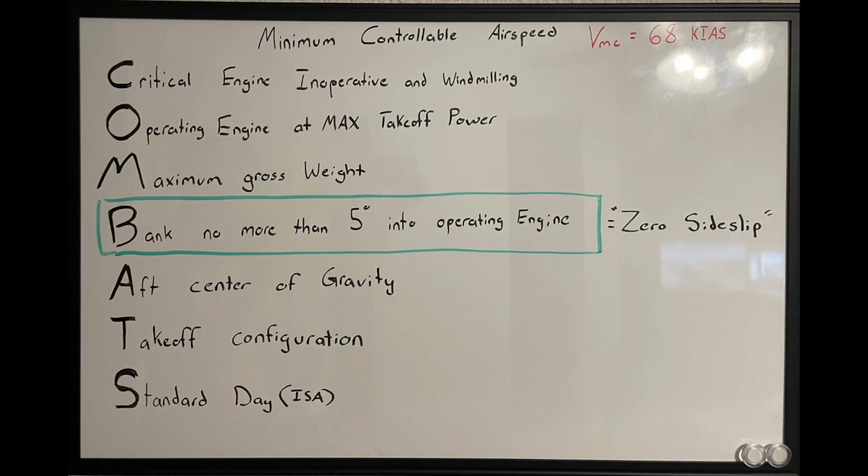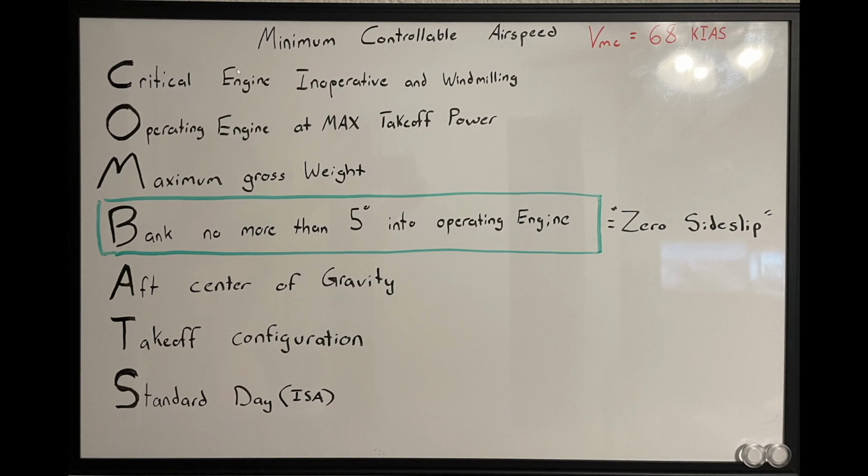Minimum controllable airspeed, VMC, is a calibrated airspeed at which, with a critical engine inoperative, it is possible to maintain directional control. Upon reaching VMC, a sudden loss of directional control and full rudder travel will be met. In the DA-42, VMC is 68 knots indicated airspeed.